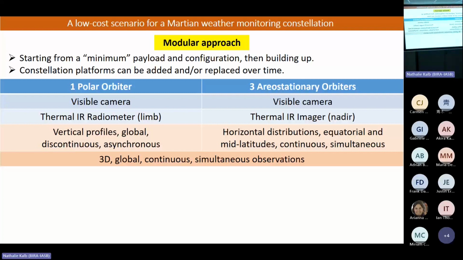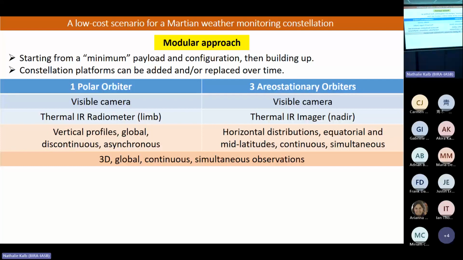Unless you really have an instrument with a very high resolution. But the good thing is that they could have a full disk view, which provides you with a full coverage of many locations at the same time. And then the bare minimum in terms of payload is to have a visible camera on all of these. We believe a thermal infrared radiometer looking at nadir and limb will give us at least the retrievals of temperature, dust, water, ice in the vertical and in the horizontal. So you have access to all these quantities. With this package, you get three-dimensional global continuous simultaneous observations.